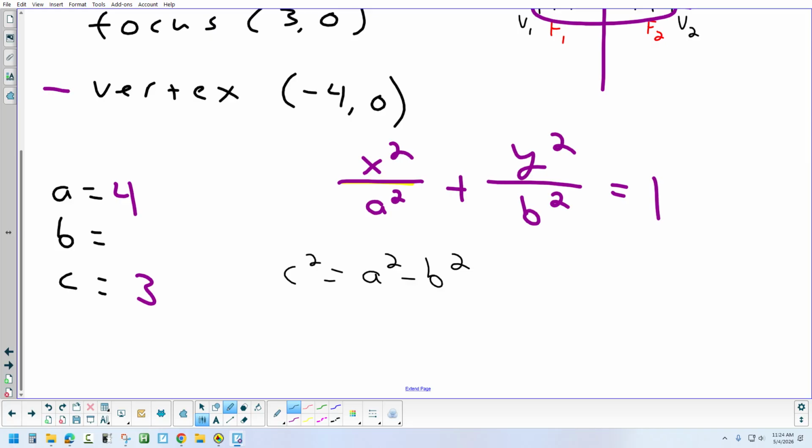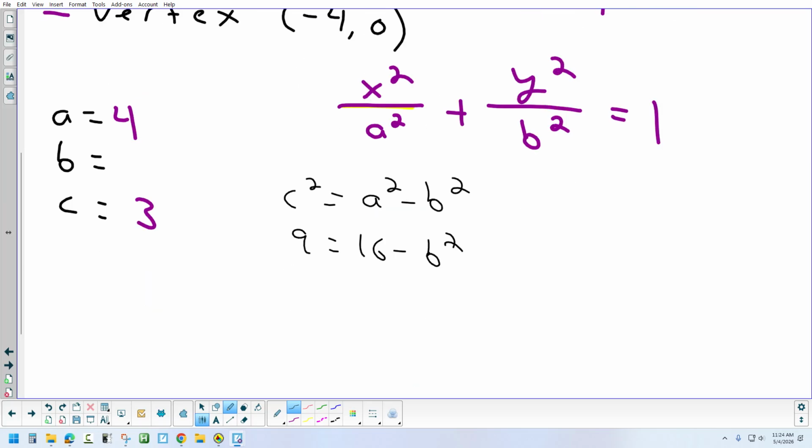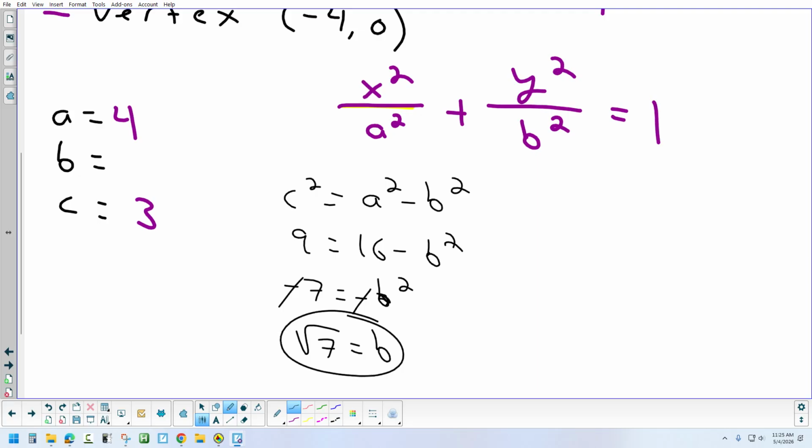Okay, so let's fill in what we know. C squared, A squared. So bring the 16 over, and 9 minus 16 is going to give me how much? 7. Negative 7. Then you can cancel the negative from each side. So b is the square root of 7.